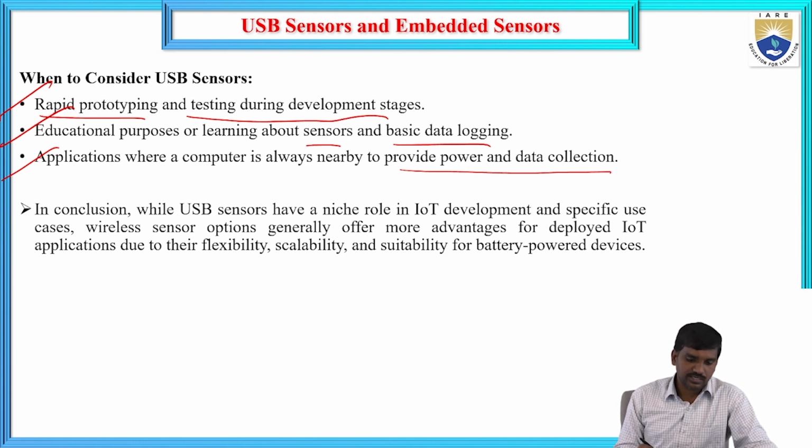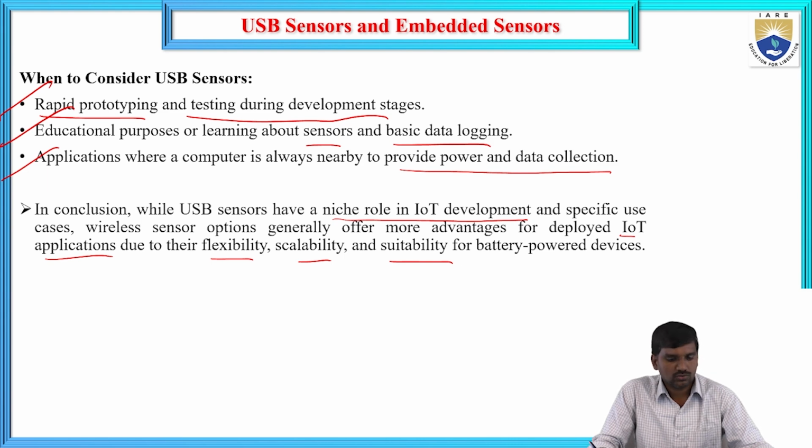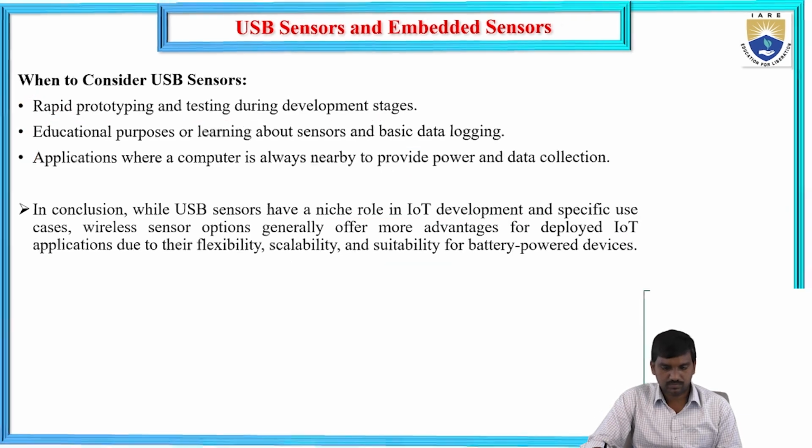In the summary part: while USB sensors have a niche role in IoT development for specific use cases, wireless sensor options generally offer more advantages for deployed IoT applications due to their flexibility, scalability, and suitability for battery powered devices. So these are some points in the summary part.